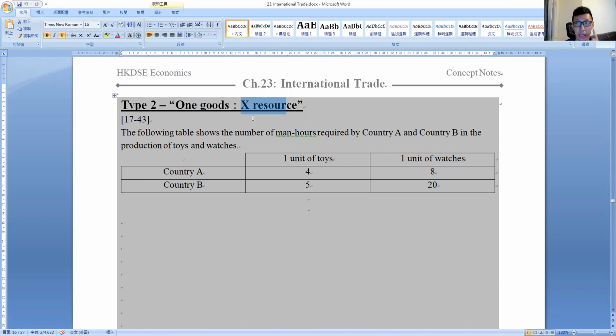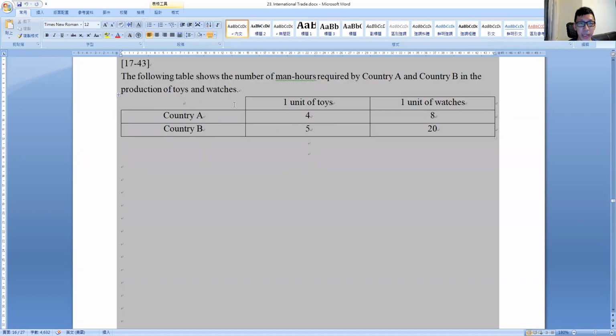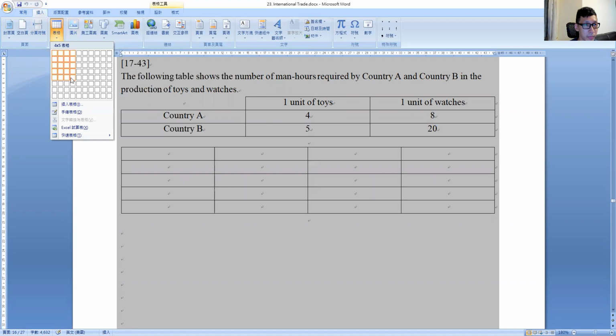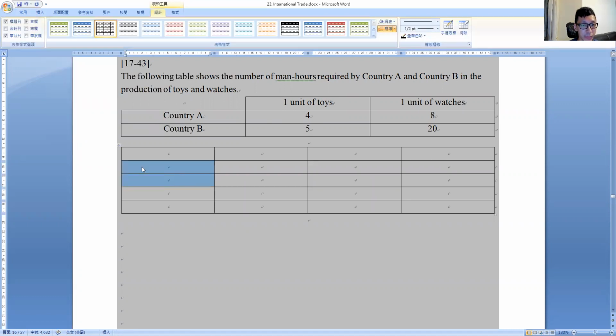Okay, now I think it's quite difficult to understand by just looking at the wordings. So let's put it into some actual number and table for our easy presentation. Okay, 好啦，睇下呢條啦。17年43條. Now the following table shows the number of man hour. Remember, man hour is one of the most common resources that they use, required by country A and country B in the production of toys and watches. Okay, now here, remember, we use our own table. We construct a table in order for easy answering.